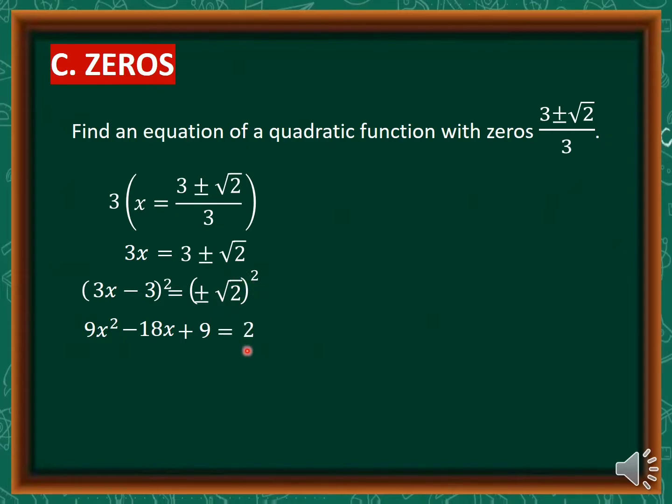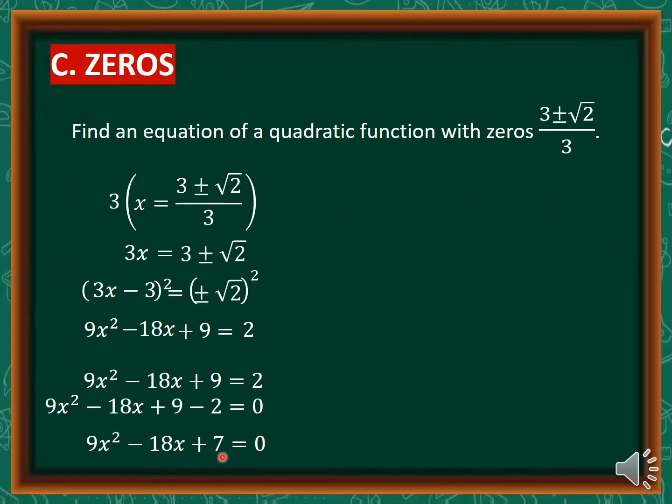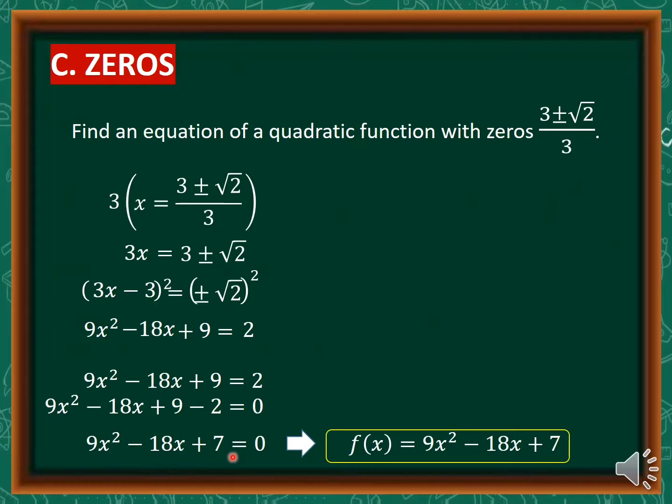Alright. Now, equate natin to 0. Ito ngayon, itong 2 ay ilagay natin dito. Pagsamahin natin si constant, parehas naman sila, no? So, that will become 9 minus 2. 9x squared minus 18x plus 9 minus 2. 9 minus 2, that is equal to positive 7. So, therefore, this is our quadratic function. We have f of x is equal to 9x squared minus 18x plus 7. So, nakuha ba, class?